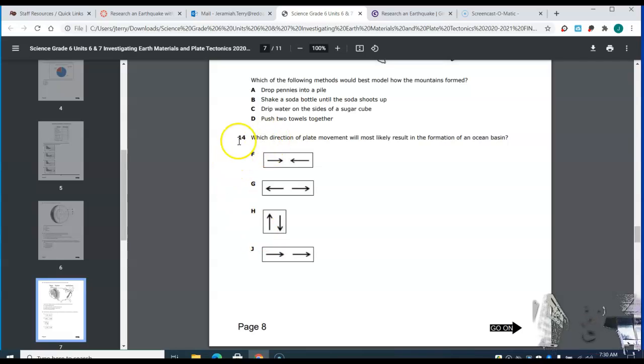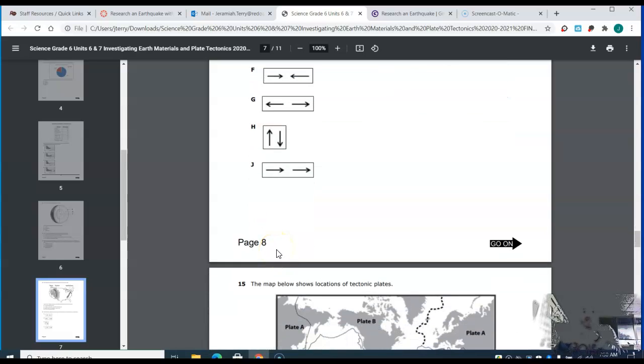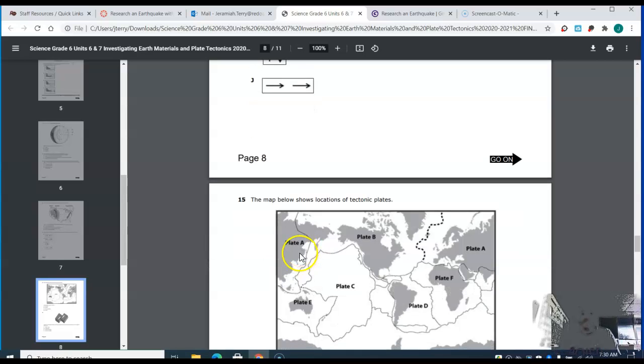Number 14. Which direction of plate movement will most likely result in the formation of an ocean basin? Is it plates coming together? Is it plates moving away from each other? Is it plates moving like this? Or is it plates going the same direction?